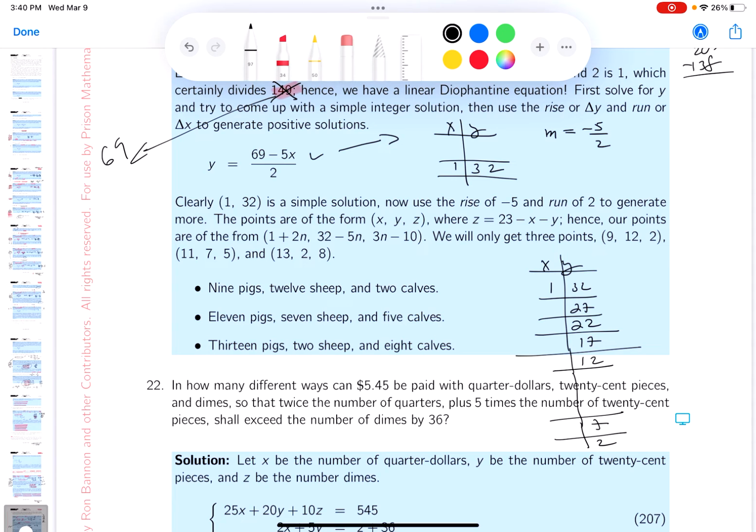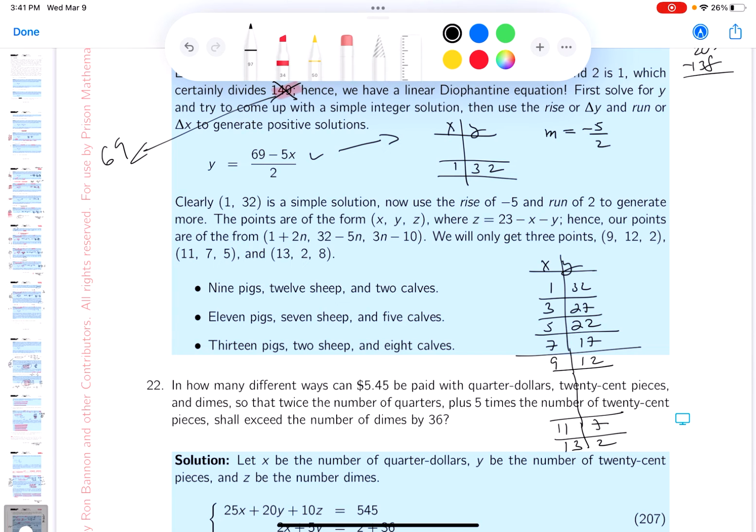Now let's go up by 2 on this guy. So what are you going to get? 3, 5, 7, 9, 11, 13. Let me see if we did that right. Up by 2: 3, 5, 7, 9, 11, and 13.